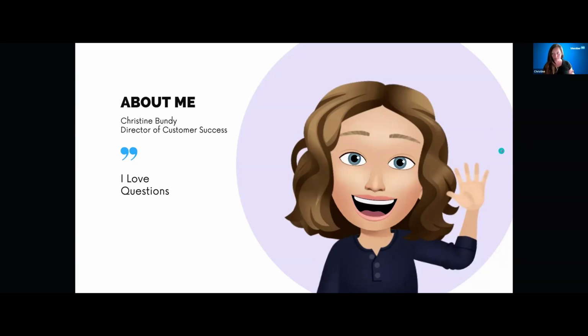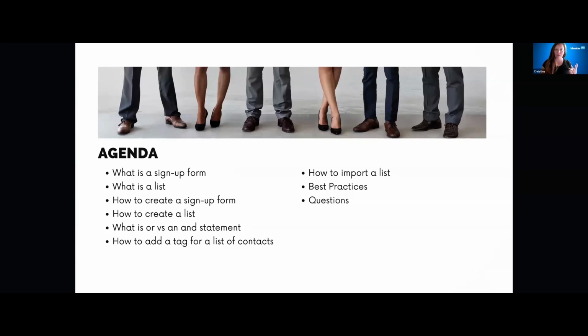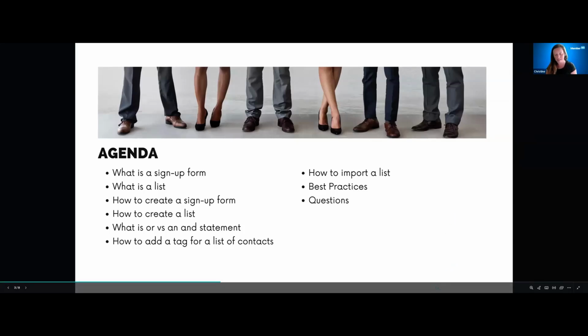Today, we will be looking at the difference between a sign-up form and the list builder, what both of those do, how they work, and how you create both of them. Then I'm going to go through some of the most commonly asked options for the list builder, and the AND versus the OR statements. Then we'll follow up with some best practices and, again, questions. All questions are good questions. Please put them into the Q&A, and as I said, I will try to go through them as we go or answer them at the end.